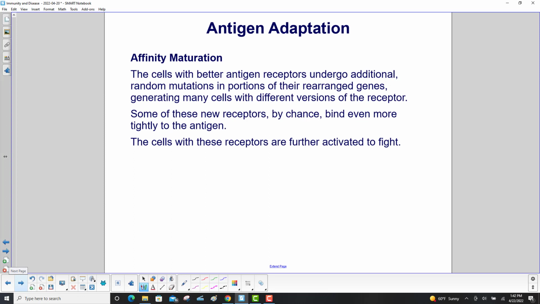Second step, affinity maturation. The cells with better antigen receptors undergo additional random mutations in portions of their rearranged genes, generating many cells with different versions of the receptor. Some of these new receptors, by chance, bind even more tightly to the antigen. The cells with those receptors are further activated to fight.